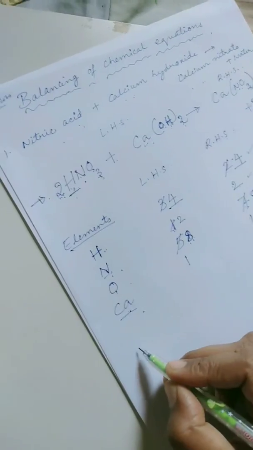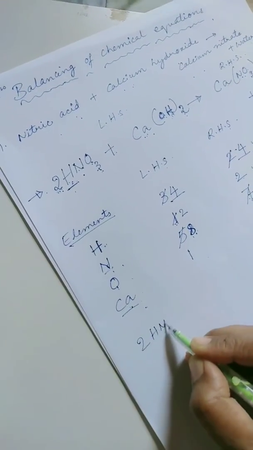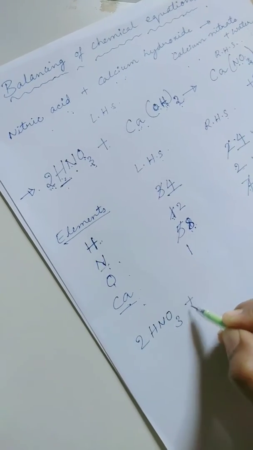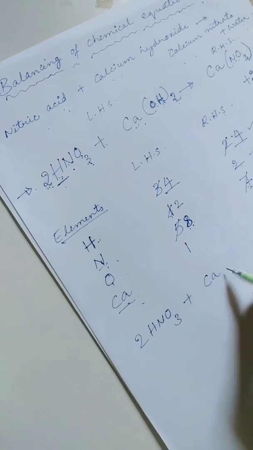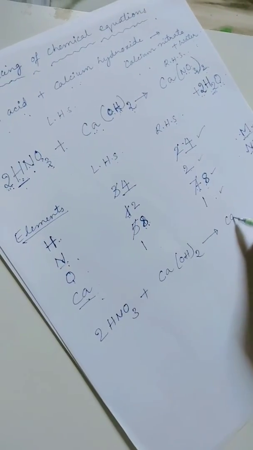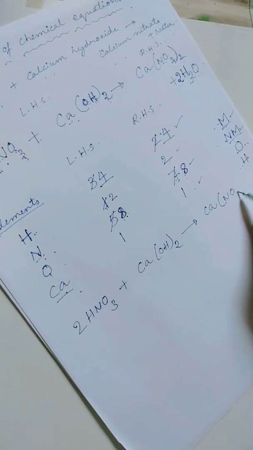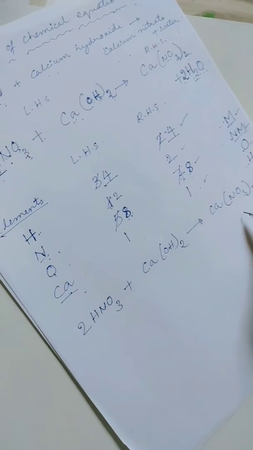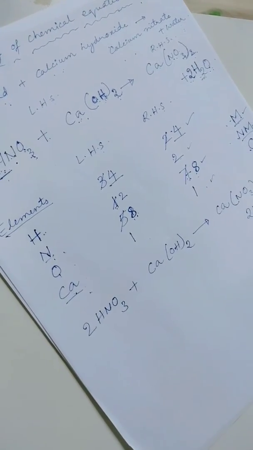So the final equation turns out to be 2HNO3 plus Ca(OH)2 gives rise to Ca(NO3)2 plus 2H2O. Did you understand, children?